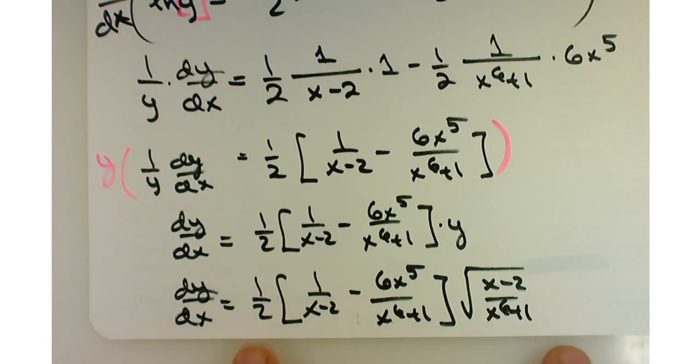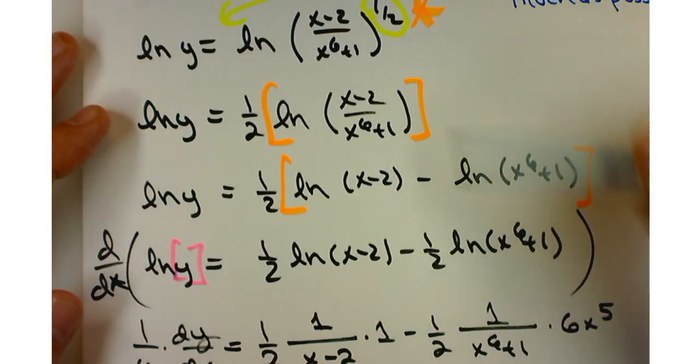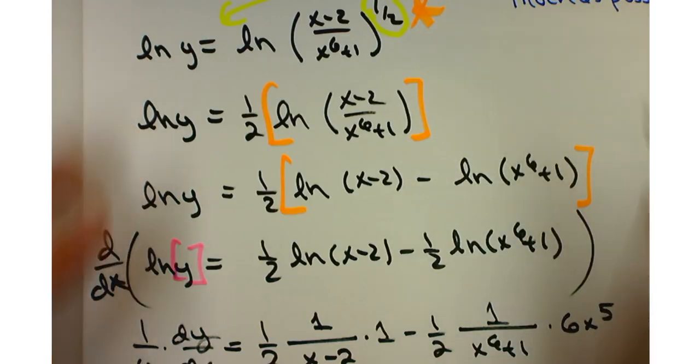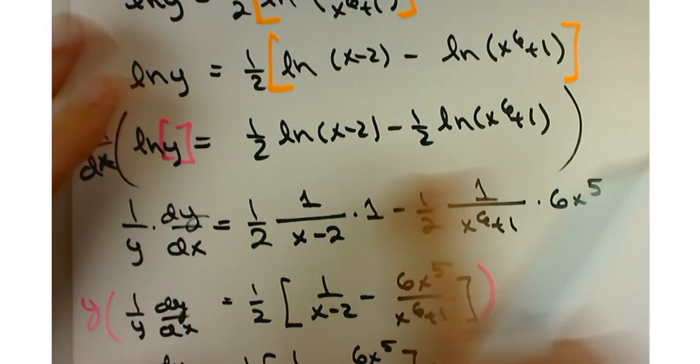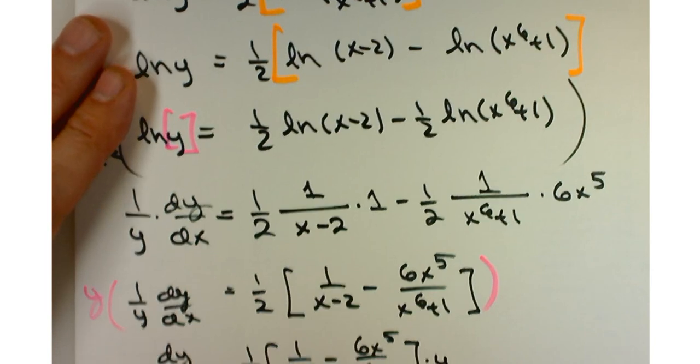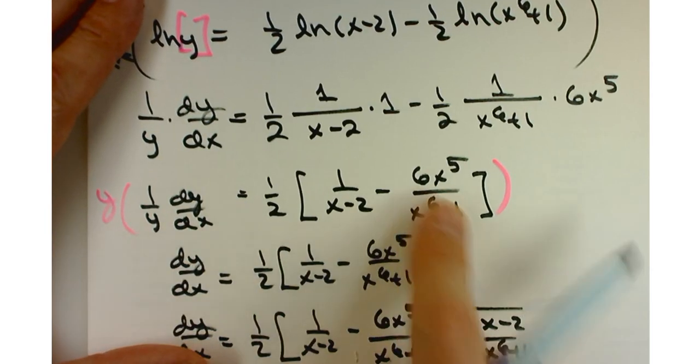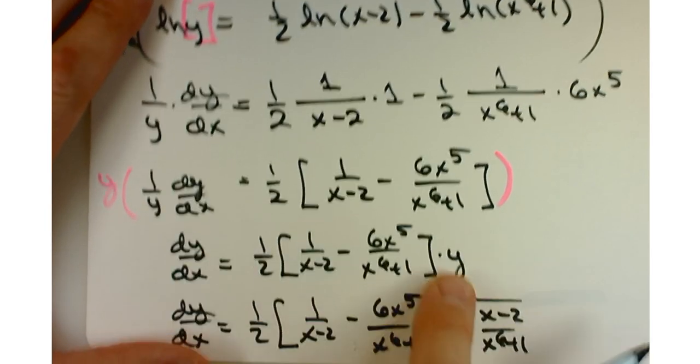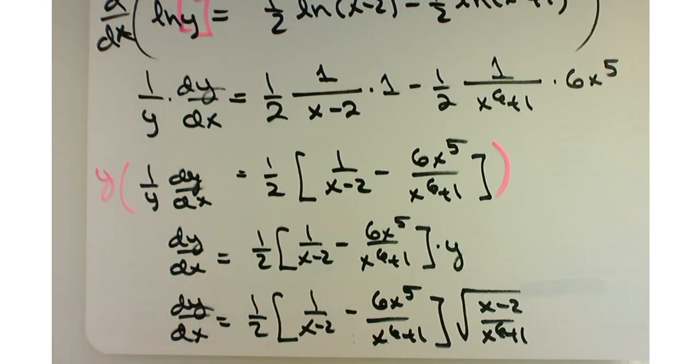But there you go. Now, I have no idea how tough it would be to do this without logarithmic differentiation, but it probably wouldn't be a lot of fun. We had to do a little bit of work up front to rearrange this with our properties of logarithms. But once we did that, differentiating this was pretty easy. And then we had to do a little bit of housekeeping, that is, multiply both sides by y and replace y. But overall, it's not too bad compared to what it could have been.